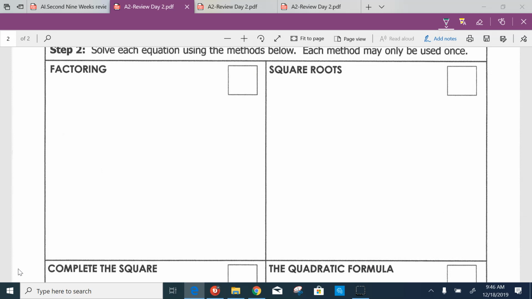If you want to use one method over and over and over again, be my guest. But I'm going to go ahead and show you how easy it is to use different methods for different types of equations. So for the factoring method, I'm going to go ahead and use equation C from above. Equation C from above says 4x squared minus 21x minus 18 equals 0.